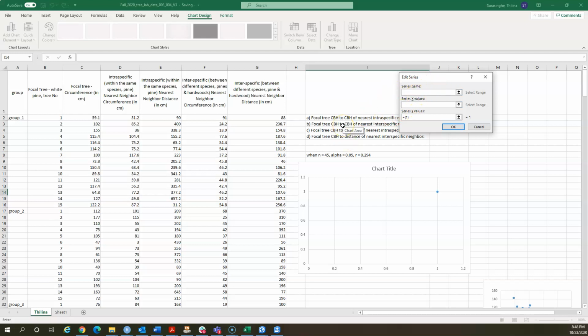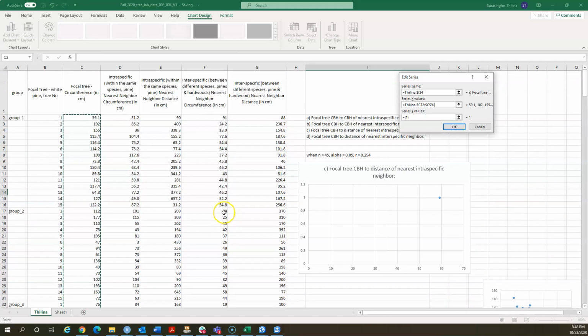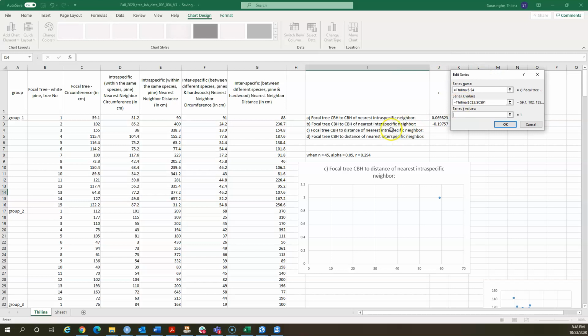Series name, well, what do I want to call it? I'm going to pick this particular cell because it describes what I'm looking at. And then I go to x-axis values. My x-axis is always going to be column C, so I select the entire thing. And then I go to Y. Y-axis is going to be what? If you look at this particular point, focal tree CBH versus distance to the nearest intraspecific neighbor. So distance to nearest intraspecific is this: intraspecific nearest neighbor distance.